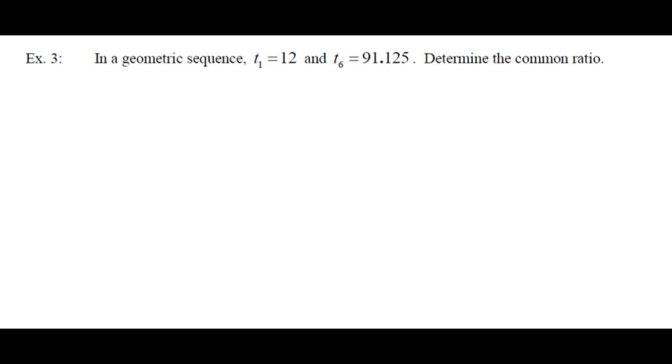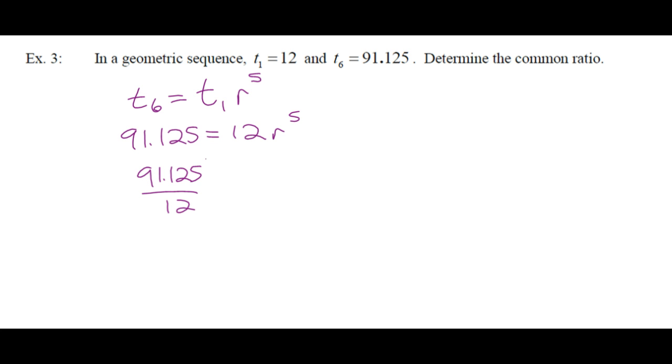So here's the way we do this. T6 is equal to T1 R to the 5th, right? It's R to the n minus 1. And we know T1. So 91.125 is equal to 12 R to the 5th. Divide both sides by 12. So how do we get R? How do we un-fifth power it? We fifth root it.